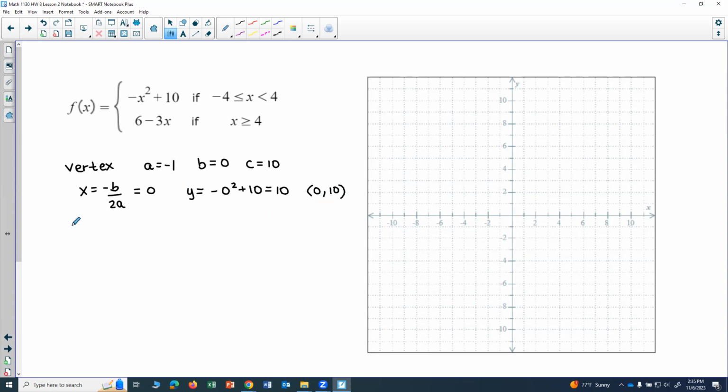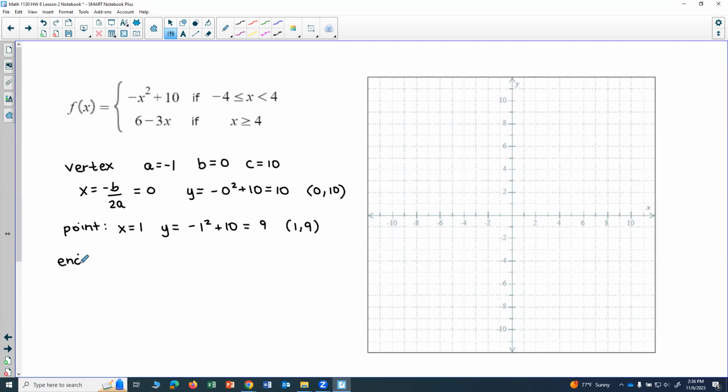Now I want to get one other point. So for another point, let me just move one spot out from that x value. So let's say, for example, x equals 1. Then y would equal negative 1 squared plus 10. And negative 1 plus 10 gives me a 9. So I would have the point 1, 9. So that's going to help me with graphing.